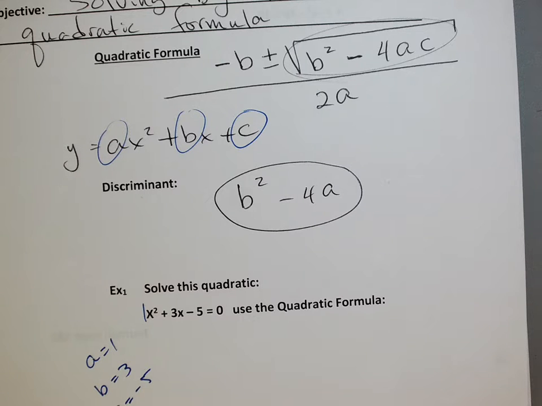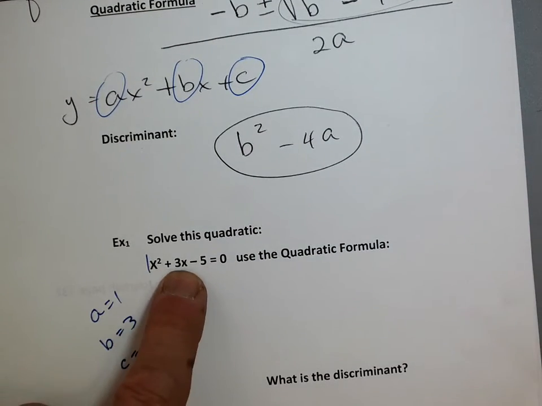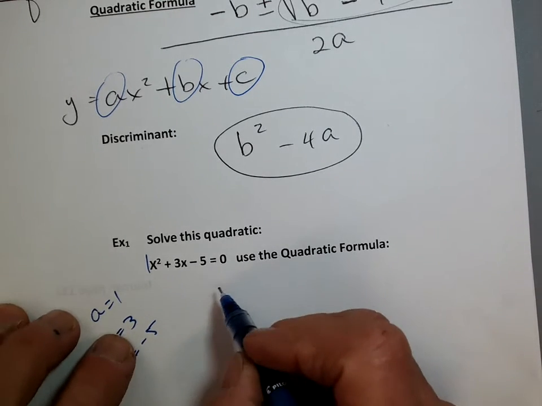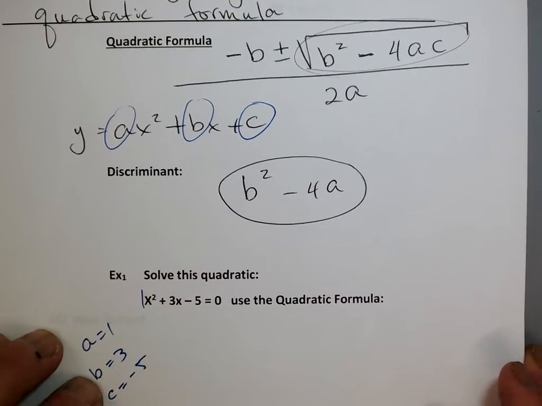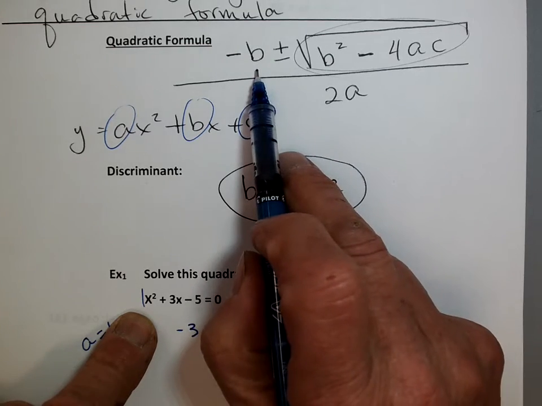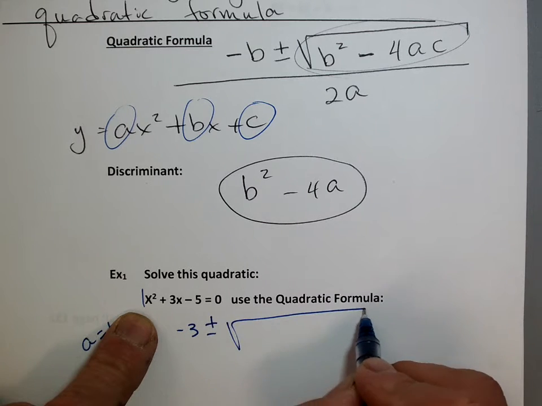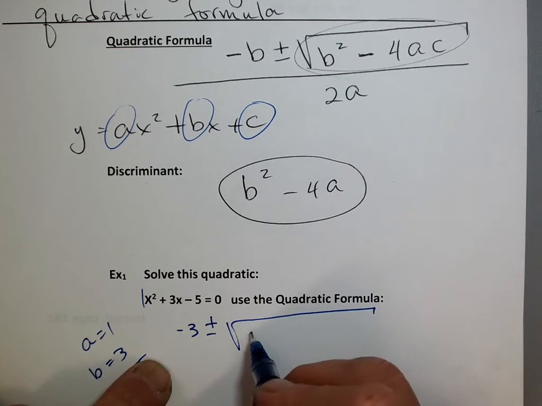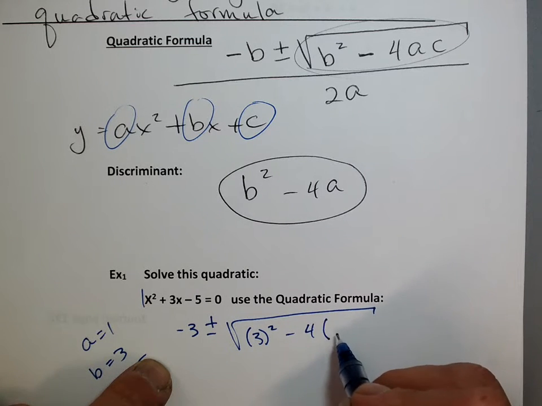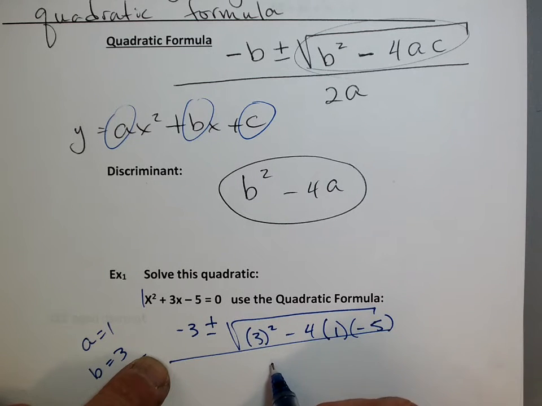So let's do the first example. Here we go. A is 1, b is 3, and c is negative 5. We're going to go negative b, so I'm going to go negative 3. Negative 3 plus or minus square root 3 squared minus 4, because that's the formula, times a, which is 1, times c, which is a negative 5, all over 2a, which is 2 times 1.